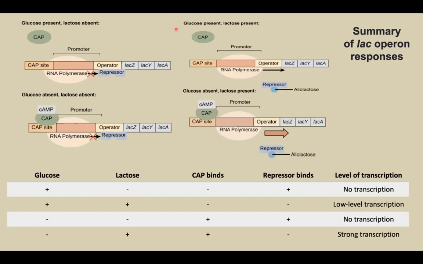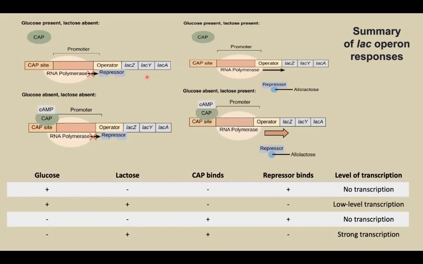So, walaupun when glucose is present, you have to link it dengan cAMP and CAP. So, bila glucose present, tak ada. It doesn't bind to the CAP site. However, because lactose is present, the repressor tak bind to the operator. So, RNA polymerase still boleh berjalan dekat sini. Still, there is transcription, but it is low level. Low level of transcription. Okay, because the repressor tak bind to the operator.